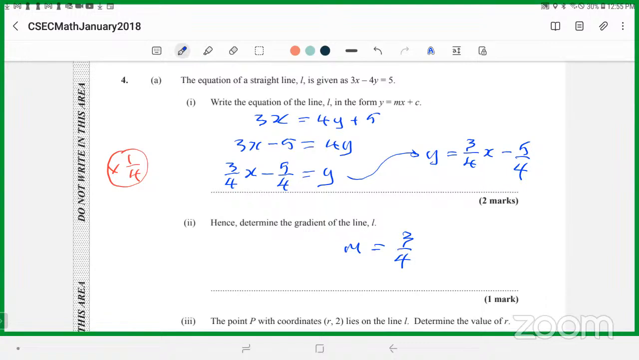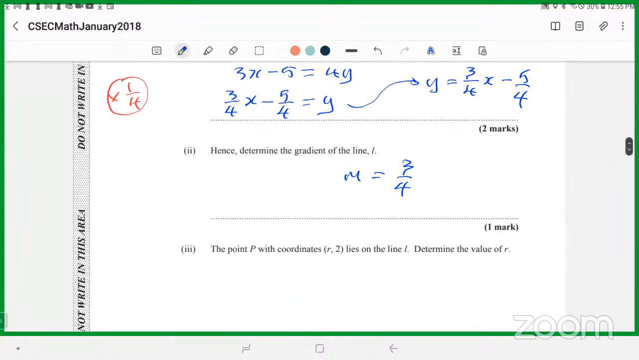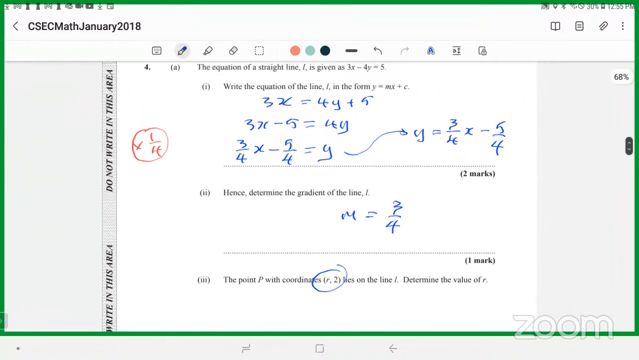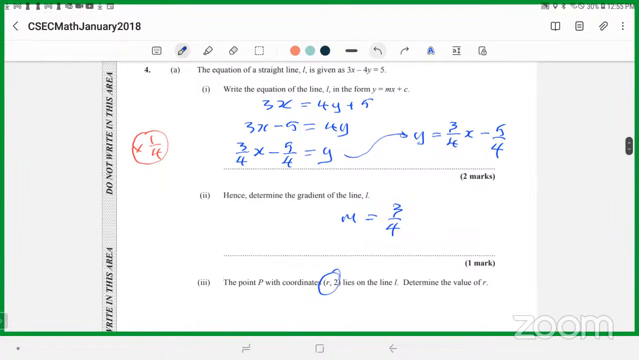Next part now says a point P has these coordinates and they are on L. Determine the value of r. You know what that means? It means that this point satisfies the equation. We can substitute the point into the equation for the x and the y value. And since it's the x value that I want, r is the x value, I can actually substitute it in the original one up here. Either one. I'm going to put it in the first one.